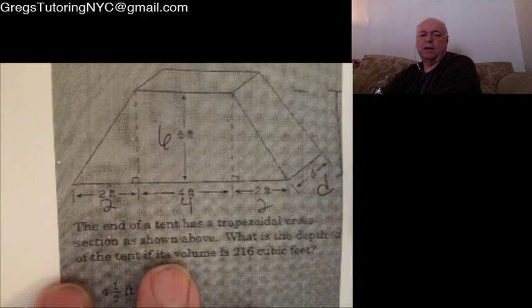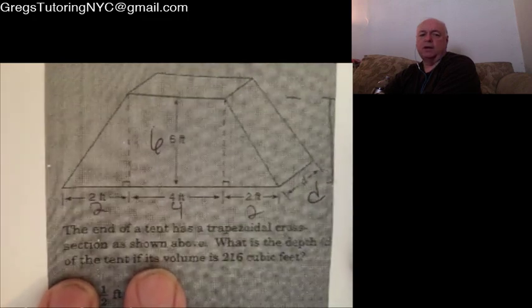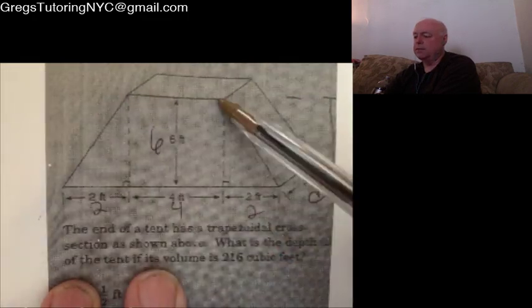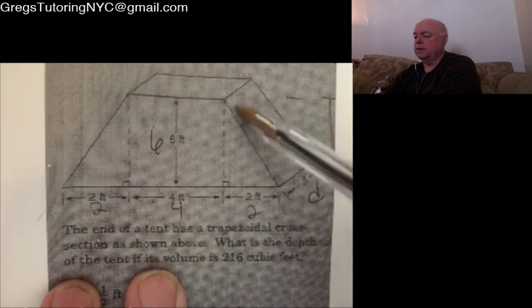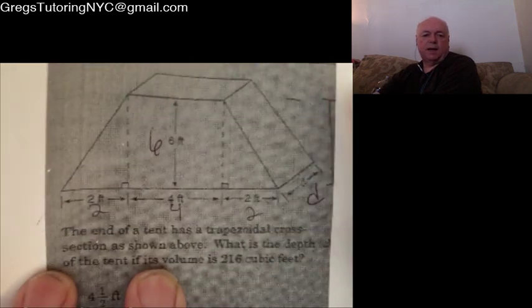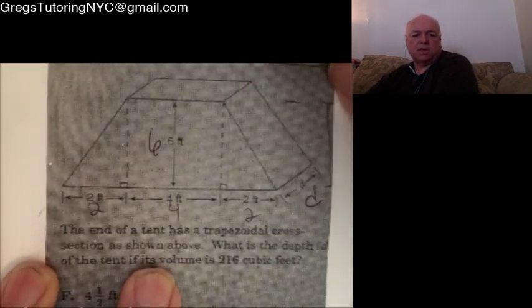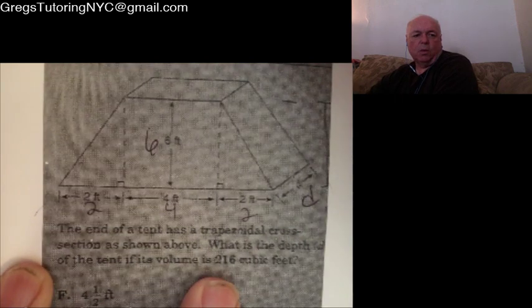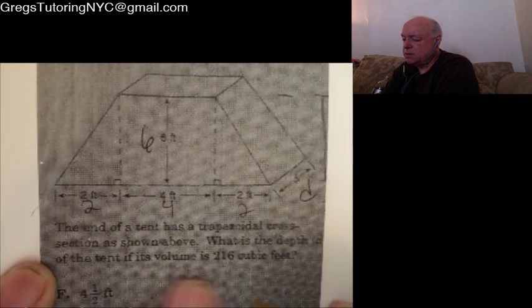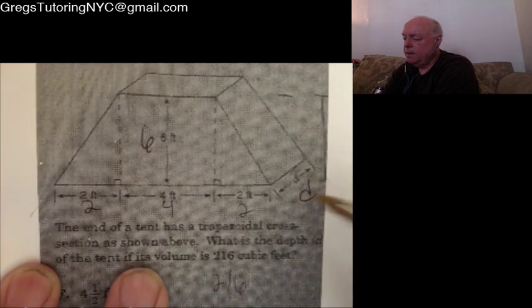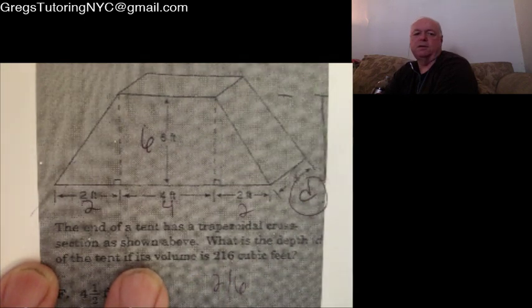So the words say the end of a tent. So they're calling it a tent, as in it has something like this here. You focus on those lines. The end of a tent has a trapezoidal cross section as shown above. What is the depth of the tent? The volume is 216. So they want us to find D.